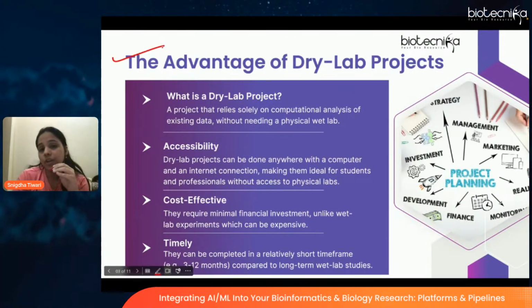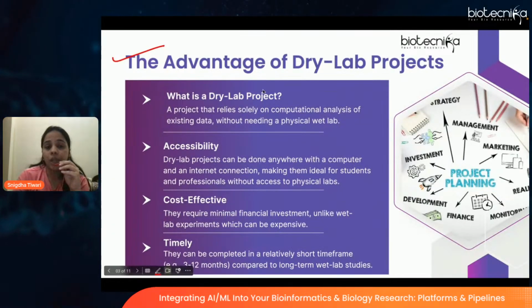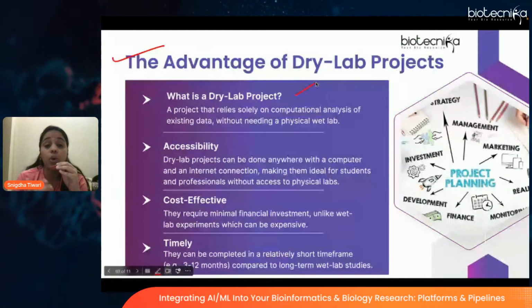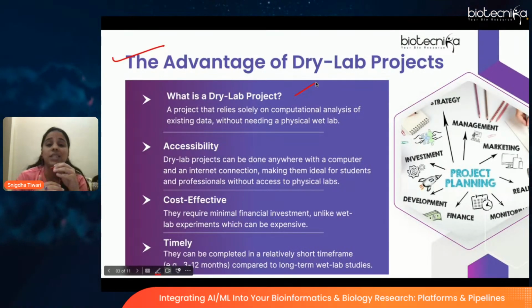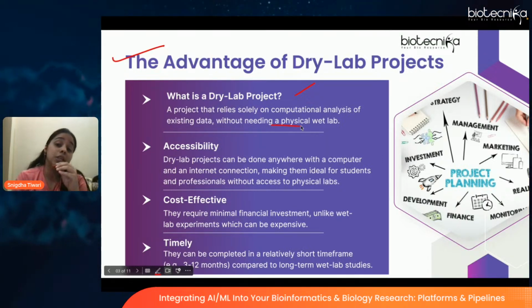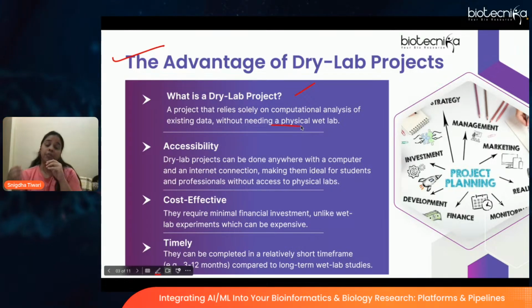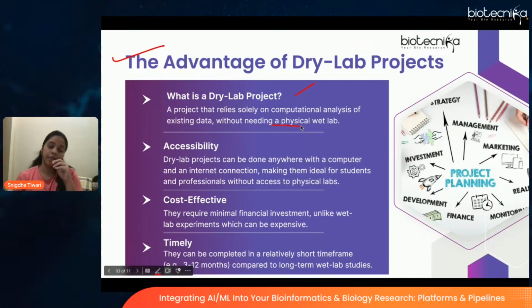The advantages of a dry lab project: picking up a dry lab project, what are the advantages that one gets? So, what is actually a dry lab project? A project that relies on computational analysis of existing data. Ma'am already told that you can pick up the data from different databases. There is NCBI, there is a boom of different kinds of databases, of course. So without needing physical wet lab experiments, you can just pick up the data and then start your pipeline development, like end-to-end development for your analysis, pre-processing, and then working with the ML data sets, supervised and unsupervised learning, all that.